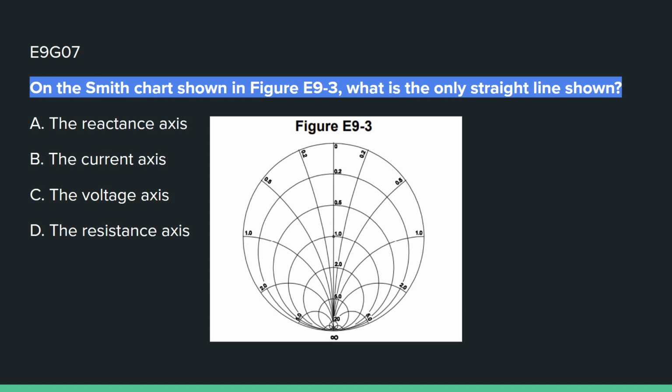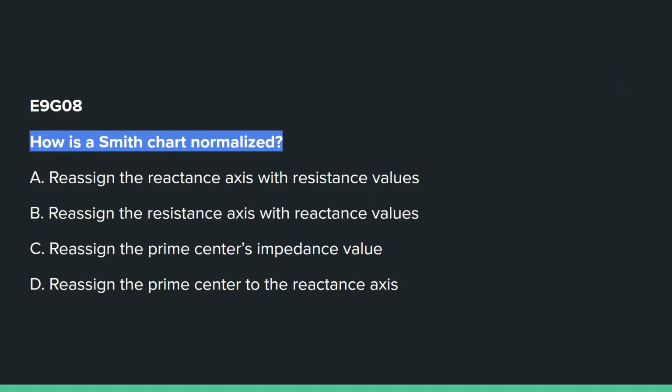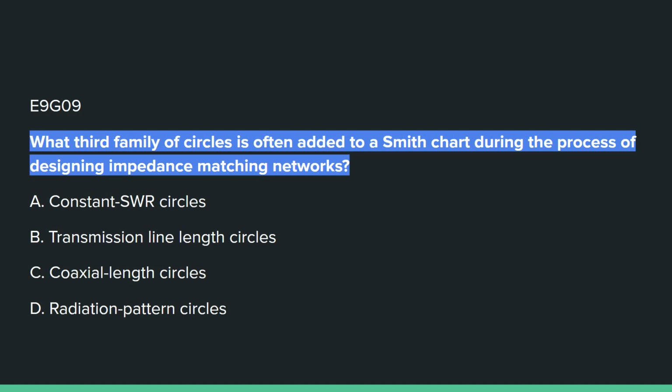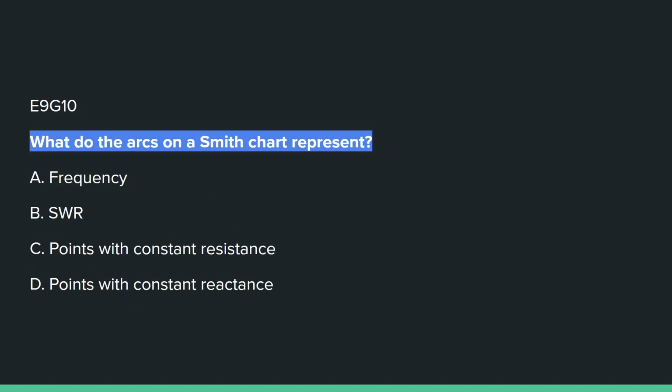E9G07, on the Smith chart shown in figure E9-3, what is the only straight line shown? That's B or D, the resistance axis. E9G08, how is a Smith chart normalized? C. Reassign the prime center's impedance values. E9G09, what third family of circles is often added to a Smith chart during the process of designing impedance matching networks? A. Constant SWR circles.